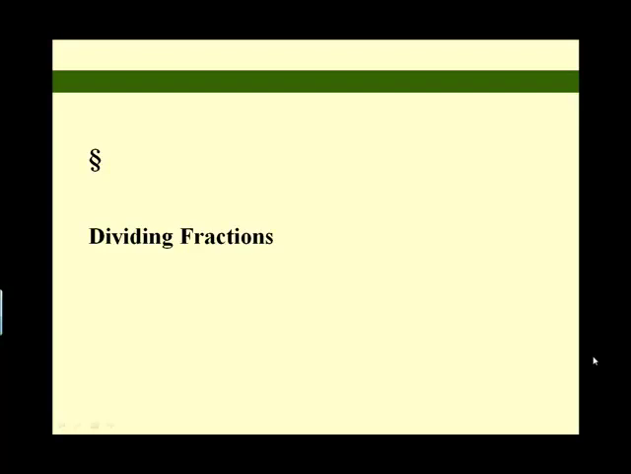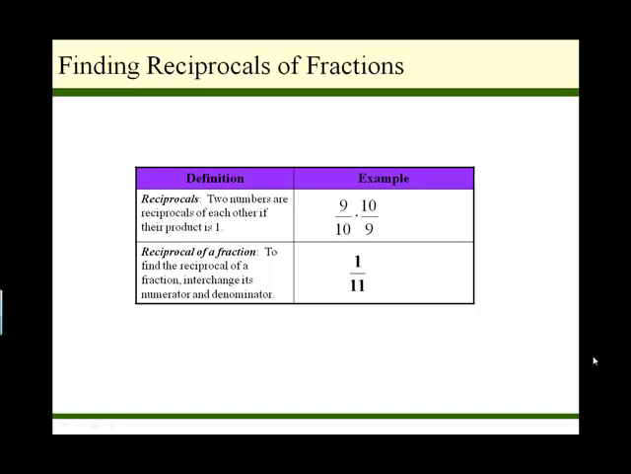Dividing fractions. When we divide fractions, we take a look at the reciprocal. So the definition of reciprocal is that a reciprocal is a number, is a fraction, so that the product of the two numbers that are reciprocals of each other would equal to 1. Well, the basic idea behind a reciprocal is to really switch the numerator and the denominator. And this is your reciprocal. So the reciprocal of 1 over 11 is 11 over 1.